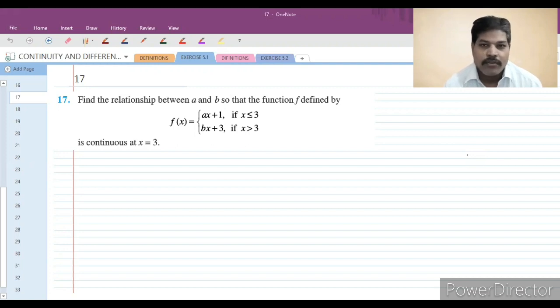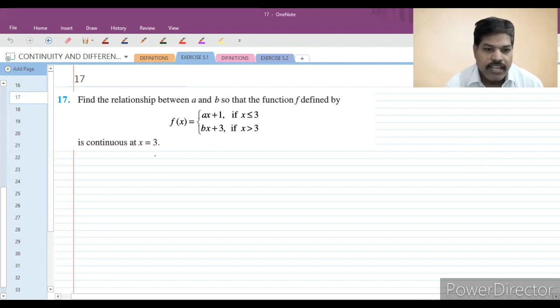So, what is the next question? Find the relation between a and b so that the function f defined by f of x equal to ax plus 1 if x is less than or equal to 3, and bx plus 3 if x is greater than 3, is continuous at x equal to 3. What is the condition they are asking? Given that f is a continuous function at x equal to 3, what is the relation between a and b?